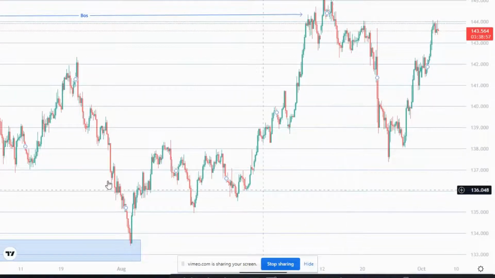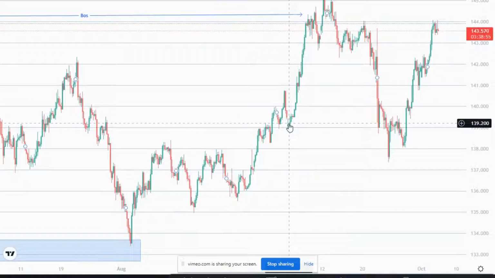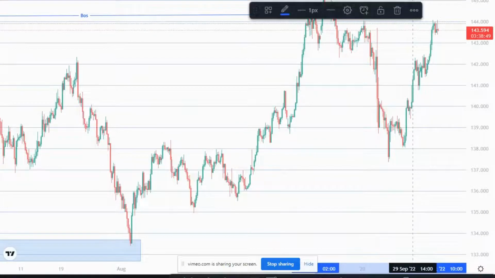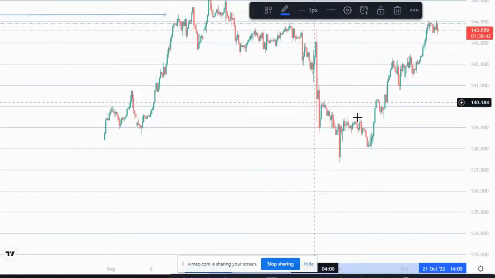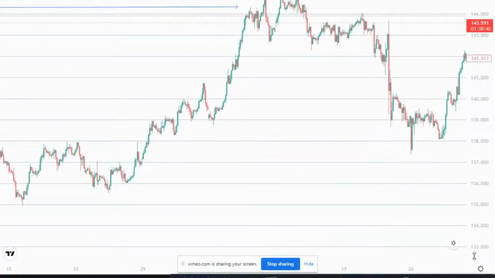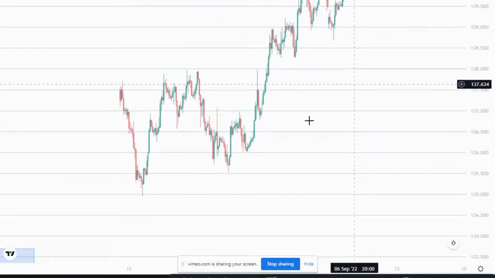So the major structure we have seen in the higher time frame is really bullish. Now let's go to the lower time frame a little bit and see what the minor structures are doing. At this point, let's go to the 2 hour time frame. Let's see how the market displays in the lower time frame.